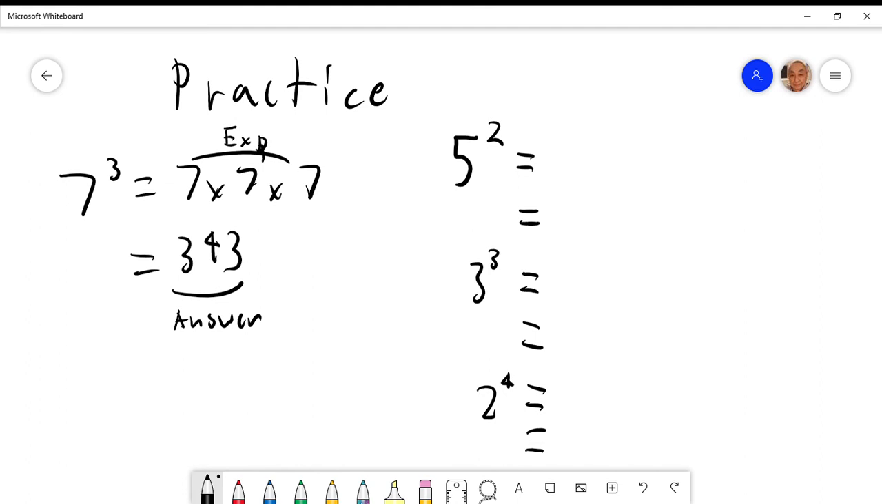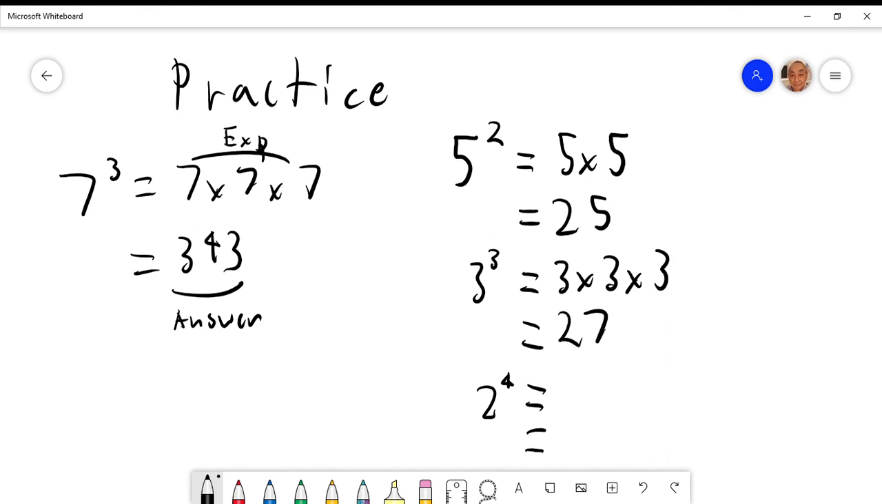And now, I assume your class has probably done the questions, so let's go over the answers. So, 5 to the exponent of 2 is just 5 times 5, which is equal to 25. Simple, nice and easy multiplication. 3 to the exponent of 3 is just 3 times 3 times 3, which is equal to 27. And 2 to the power of 4 is 2 times 2 times 2 times 2, which is equal to 16.